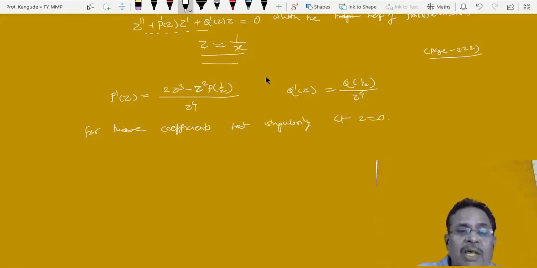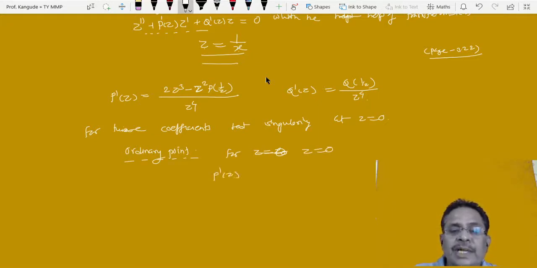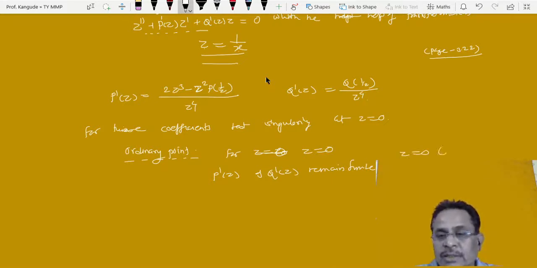Again there also we will have an ordinary point. That means if at z equal to some number, say z is equal to z0, or let's take this to be 0, z is equal to 0, the p dash of z as well as q dash of z remain finite, then this z is equal to 0 is called an ordinary point.